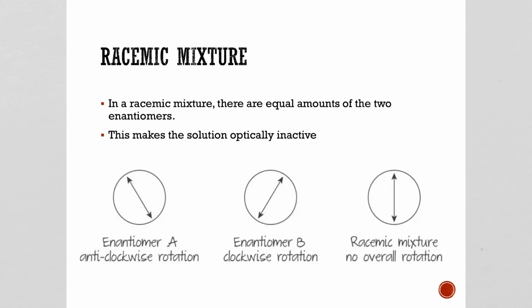However, in a racemic mixture, you have equal amounts of the 2 enantiomers, which will make the solution optically inactive. When you send polarized light through that solution, there isn't that rotation because they equally cancel each other out. So there's no overall rotation. Those types of solutions are considered optically inactive.